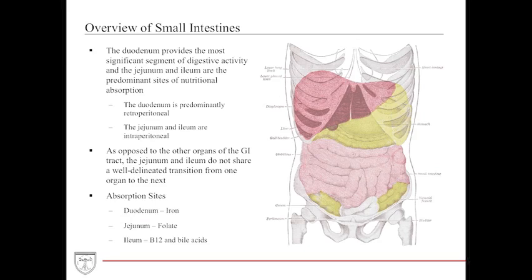Aside from that, it's also important to discuss what is absorbed in these areas in particular. The duodenum is the predominant site of absorption for iron, the jejunum is for folate, and the ileum is for B12 and bile acids. The way that I remember this is by the phrase, I fight bad hombres. So duodenum, iron; jejunum, folate; ileum, B for both B12 and bile acids; and then colon for H, hombres, for H2O, water. So I fight bad hombres: iron, folate, B12 and bile acids, and water.